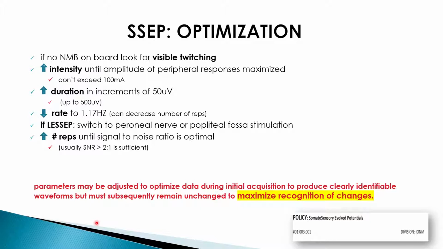If you're doing a lower SSEP, you might want to switch to peroneal nerve or popliteal fossa stimulation if you can't get anything with the posterior tibial nerve. If it's all noise, you want to increase the number of reps until the signal-to-noise ratio is optimal. Usually greater than 2:1 is sufficient. Whatever you do to acquire your baselines, whatever parameters you may change, you do not change them after you get the baseline, to maximize recognition of changes later on in the case.